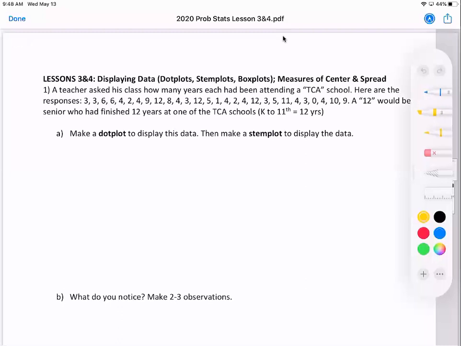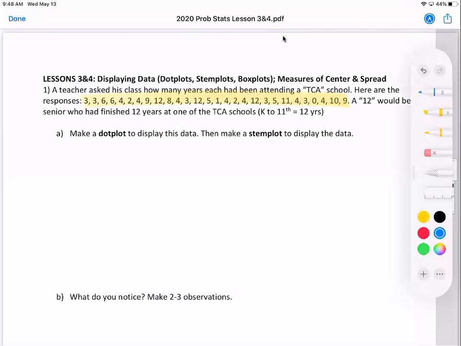Anytime people collect survey information or a bunch of different options, you might get a bunch of numbers. These numbers come from a teacher who asked his class how many years each had been attending a TCA school. This might be interesting for administrators, seeing how many students are lifers at Classical Academy High School, or how many students are brand new, like had never attended Classical Academy High School before. So we have this string of numbers, and it's really difficult to do anything with that string of numbers.